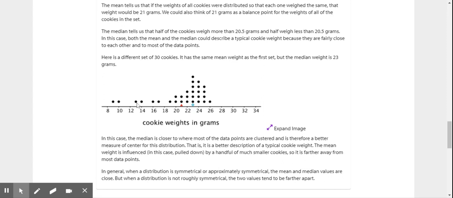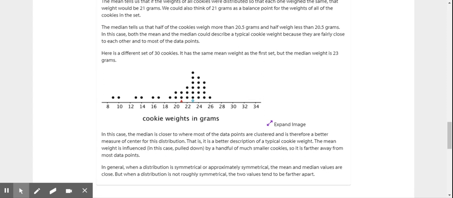If we had the opposite, if we had a bunch of cookies here and then we had really big cookies over here and nothing down here, that would probably predict that we would have a median here and our mean would skew higher because we'd have some more data that would be up here.